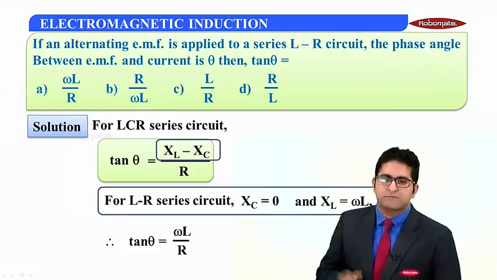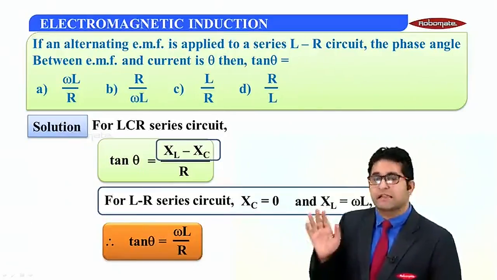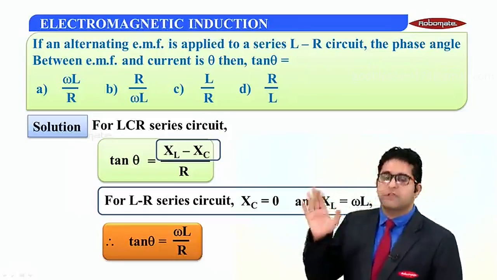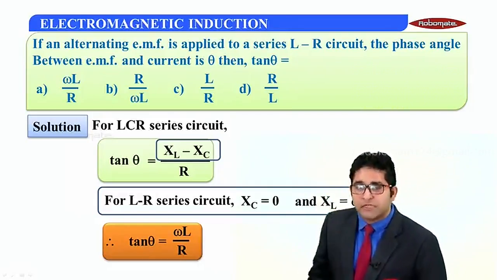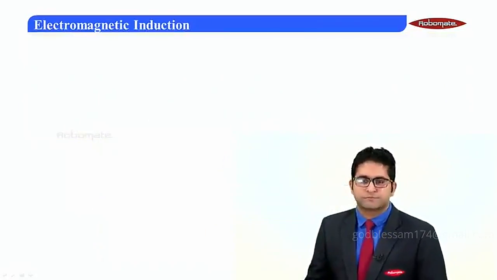So if I substitute these values in the above equation, what will I get? I'll get tan theta, XL will be replaced by omega L, XC will become 0. So this will give me tan theta equal to omega L upon R. Now see carefully which option is matching. Yes, option A is the correct answer in this particular situation, right? Now let us move further.